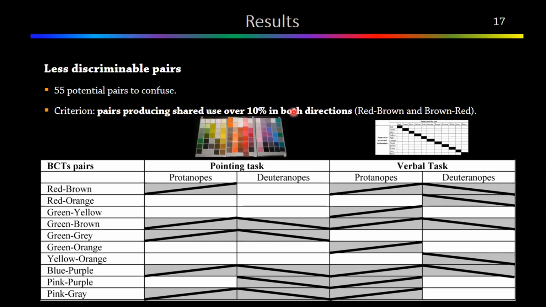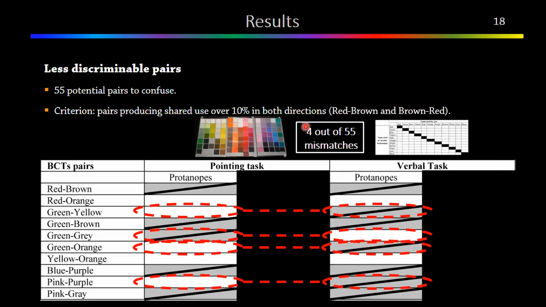Let's analyze by different dichromats what happened. Let's compare the two tasks. We have only 4 mismatches between the estimations of protanopes and the actual performance of the protanope. So this is a coincidence, for example. Red-orange was estimated below the 10%, or red-brown was estimated and actually performed above the 10%. But for green-yellow, they were, for example, overestimating because they were estimating over 10%, but they were actually performing below the 10%. So in the case of protanopes, there are 4 mismatches.